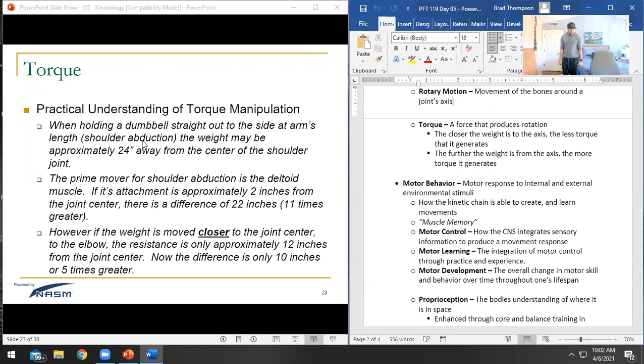But if I held onto my dumbbells and I had my client do just a little half hammer curl, and then I had them raise up like this, that is going to feel a little bit lighter.